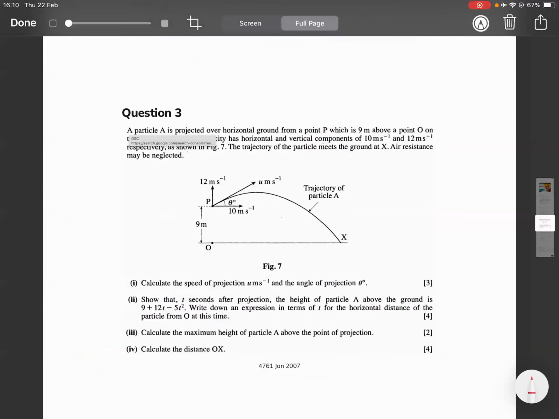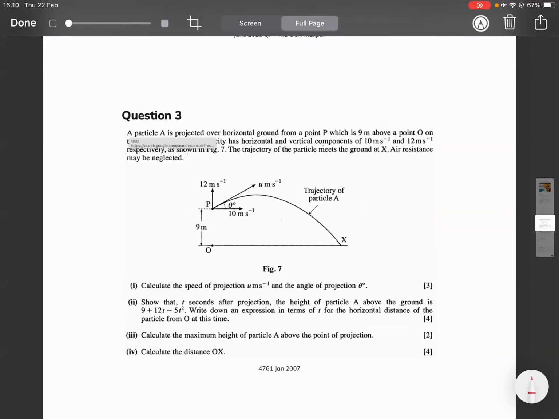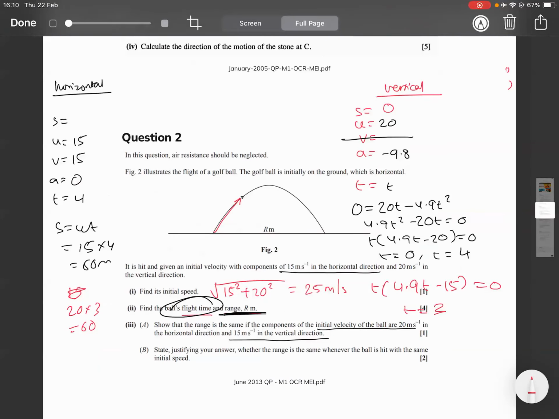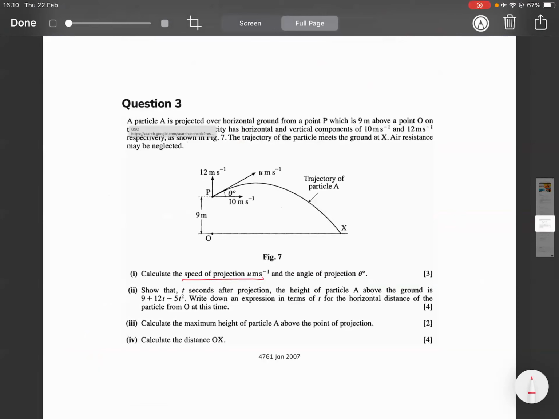I'm gonna skip part B. Question 3, calculate the speed. So what do you do for that one? We did it before. Oh no, we did it here, remember? Find out the initial speed. What did we do? Pythagoras. So square root of 12 squared plus 10 squared. So root 244, which is 15.62.